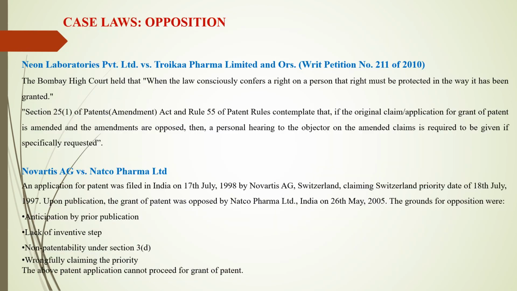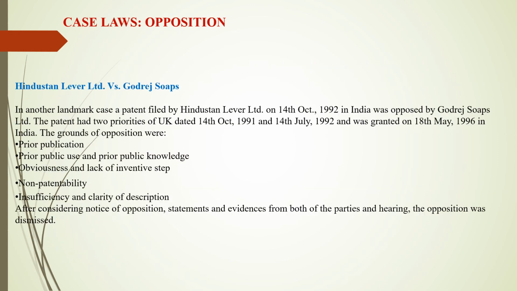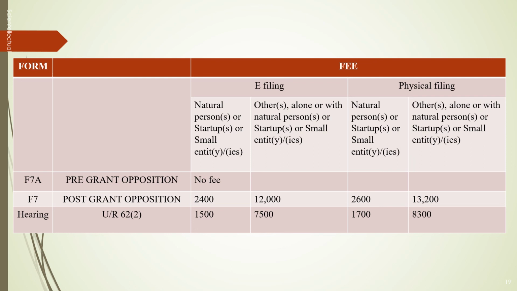These are some important case laws that come under opposition. Neon Lab versus Troika Pharma Limited, or Novartis AG versus Natco Pharma Limited. Another case law is Hindustan Lever Limited versus Godrej Soaps. These are the relevant forms, Form 7 and Form 7A, and also hearing. The fee for hearing for Form 7 and for Form 7A is shown here.